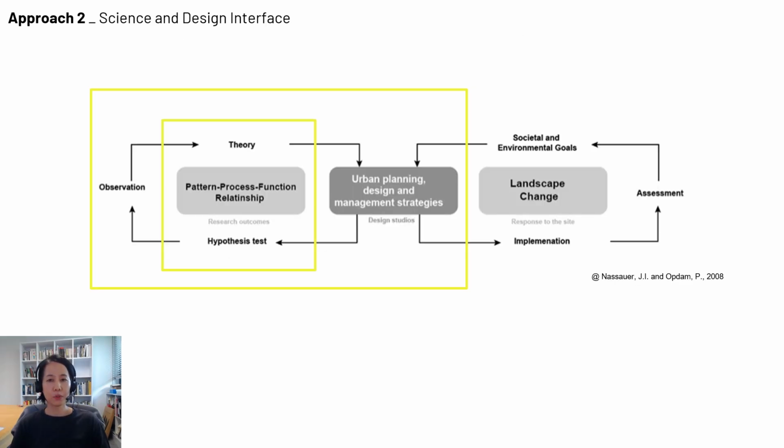The second approach is to bridge science and design. The theoretical understanding of the pattern-process-function relationship from the research team will be used as a tool to guide urban planning, design, and management strategy for the design studios. Ultimately, this approach will contribute to landscape changes, providing valuable insight for future research.